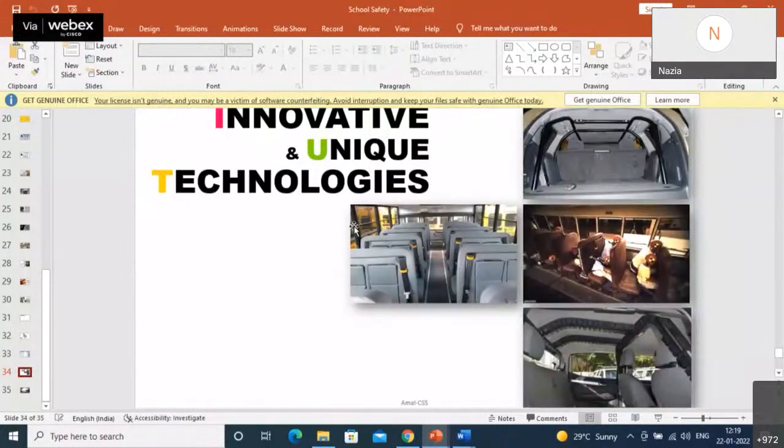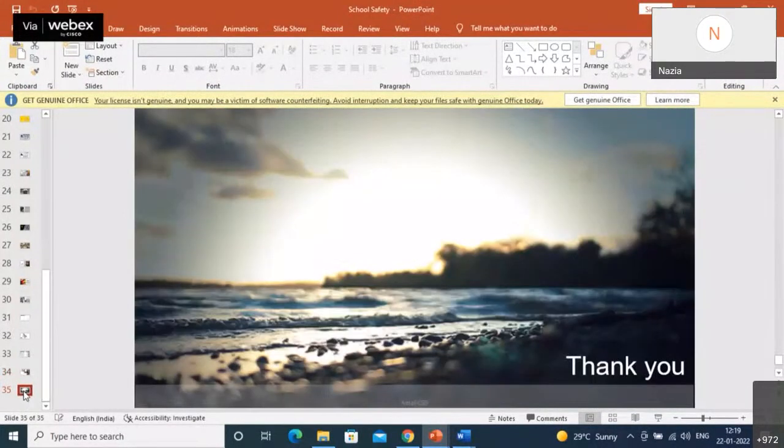This is the innovative unique technology, andi, for school bus. Okay, thank you.